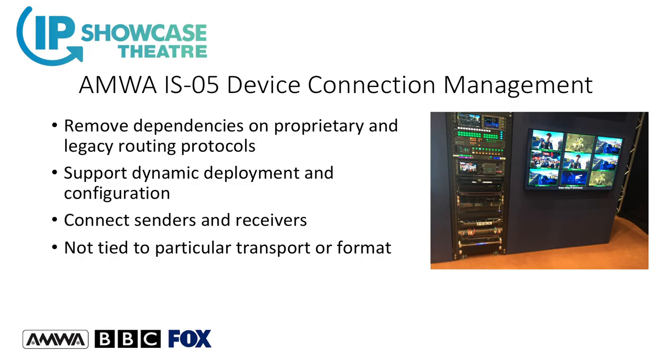So what we've done with ISO 5 is use an API to connect senders and receivers, and that's the basis of higher level fun and games you can have. The nice thing about this is it's not tied to 2110. So if we do -20 or -30, or later we want a compressed flow, it will work with that. Suppose we want some other type of connection, I'll talk about that in a bit, we can do that as well. So how does it work?